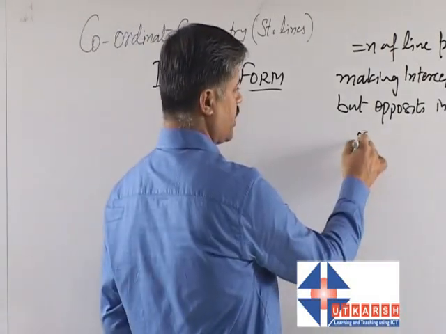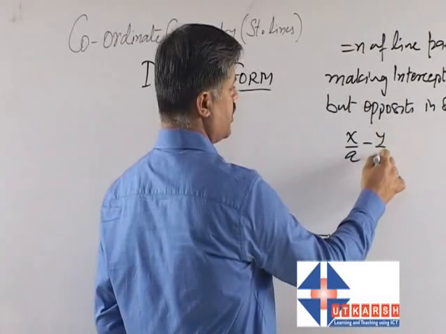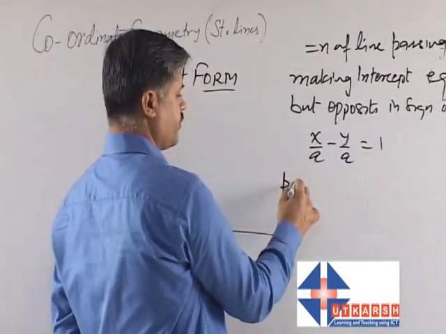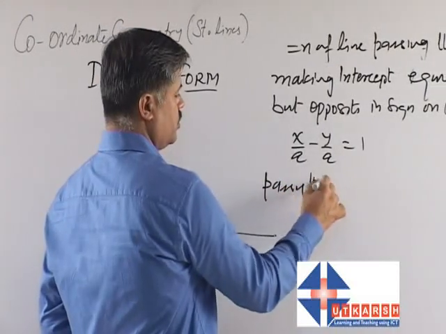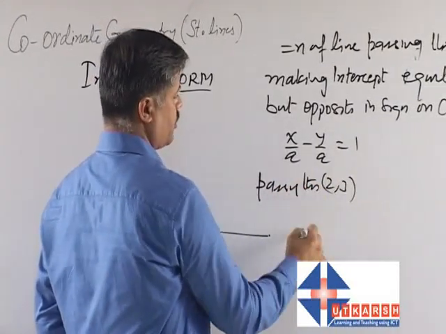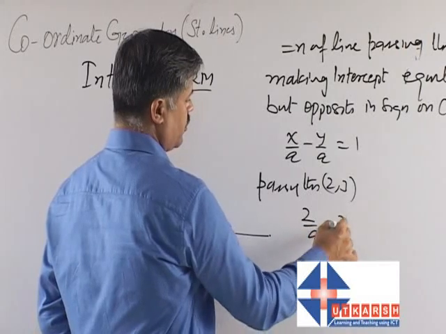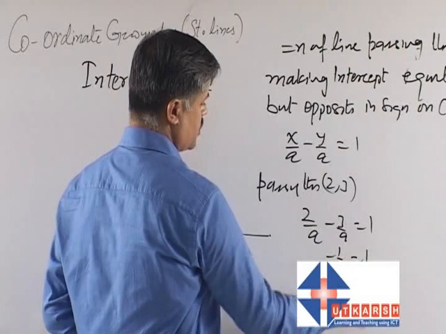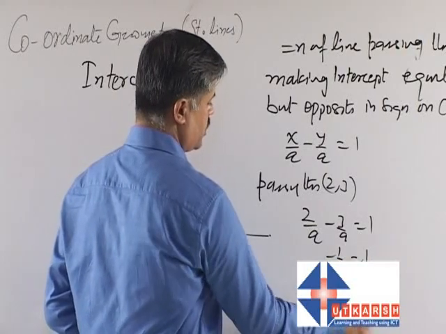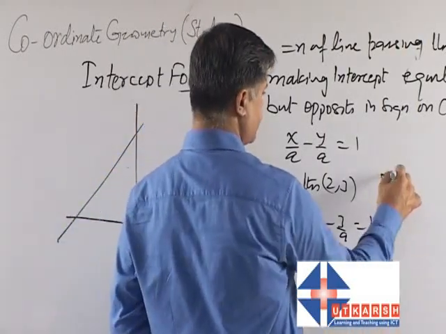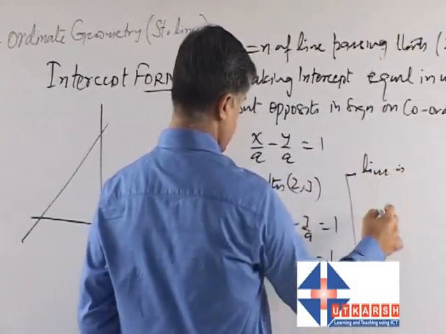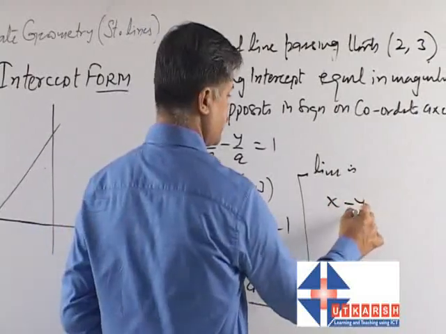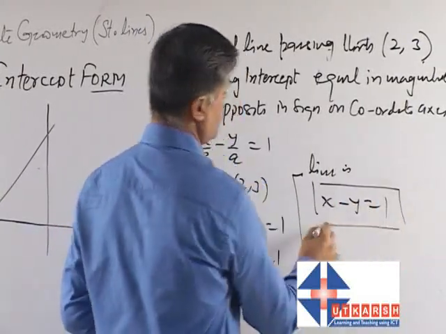So the line can be taken as x upon a minus y upon a is equal to 1, passing through (2, 3). Replace here: 2 upon a minus 3 upon a is equal to 1, that means minus 1 upon a is equal to 1, a is equal to 1. So the line is x upon 1, y upon 1 is equal to 1. This is the equation of the line.